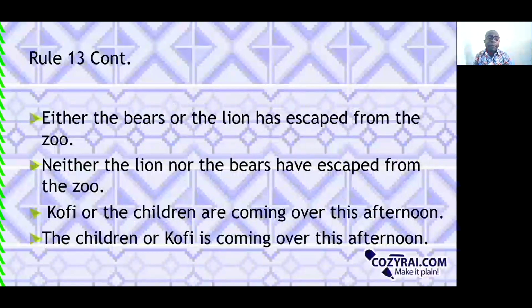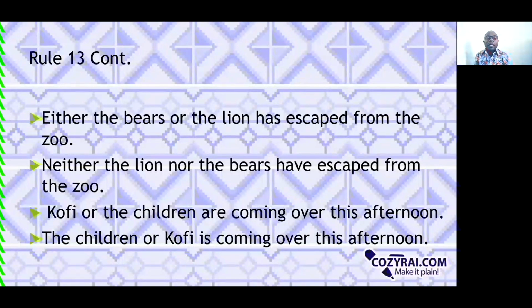So let's look at some examples. Either the bears or the lion has escaped from the zoo. So the lion is close to the verb, so the verb is "has." Then on the other hand, neither the lion nor the birds have escaped from the zoo. The birds are closer to the verb, so the verb is "have."